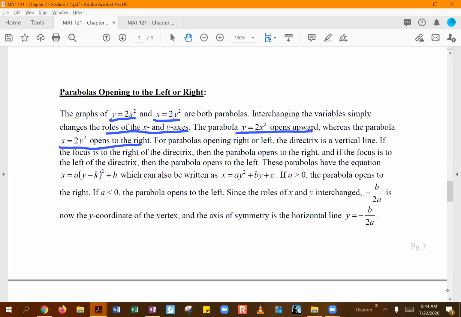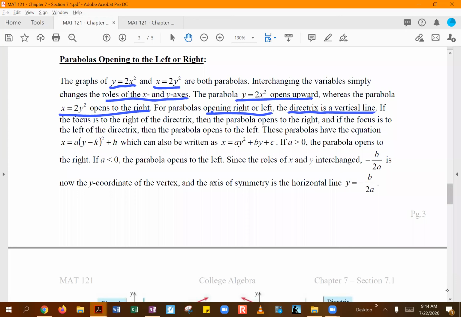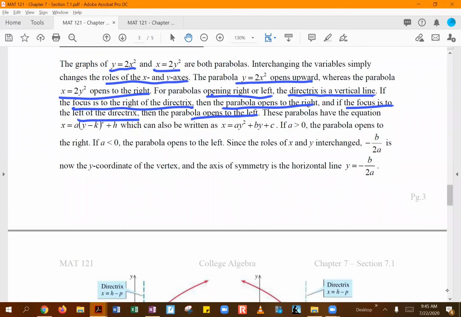So for parabolas opening left or right, your directrix will obviously now become a vertical line. If the focus is to the right of the directrix, then of course your parabola opens right. If the focus is towards the left of the directrix, your parabola will open to the left. Since we are interchanging the roles of x and y, you can see how the equation of our parabola is also going to change. It becomes x equals a times the quantity y minus k squared plus h.